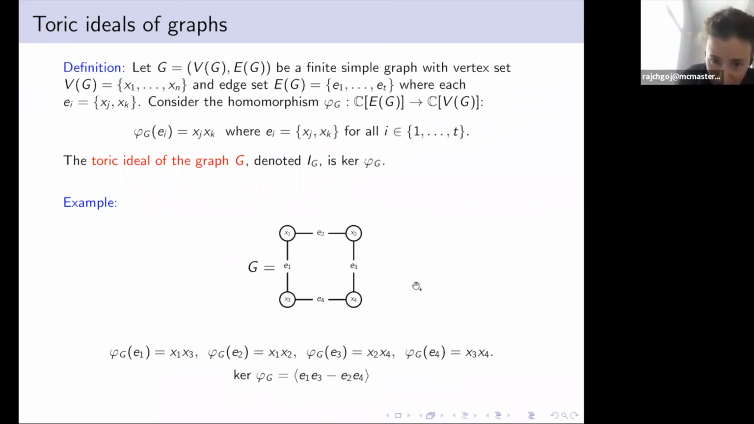Here's a baby example: just a 4-cycle. The vertices are labeled by the x's and the edges are labeled by the e's, and I've shown where each of the e's go. Phi of e1 is x1 x3, because e1 is the edge x1 x3, and phi of e2 is x1 x2, because e2 is the edge x1 x2. Certainly e1 e3 minus e2 e4 is in the kernel, and it turns out the kernel is generated by that element. More generally, you can get quite complicated ideals generated by binomials, and these are called toric ideals of graphs.